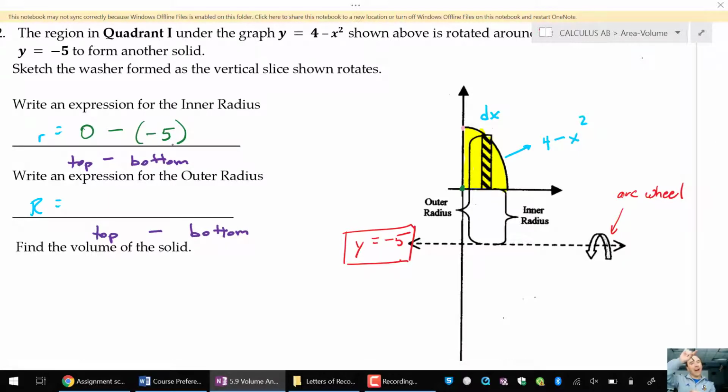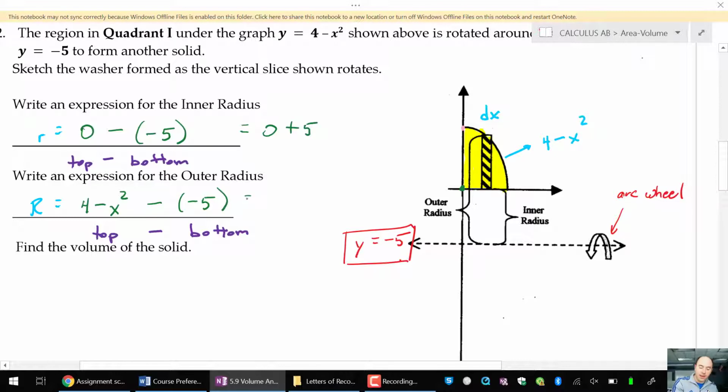Same thing for the outer radius. Now the top of the outer radius is changing according to the function. So the top would be 4 minus x squared. And the bottom is fixed, though. The bottom of that outer radius is going to be fixed on the axis of y equals -5. So top, 4 minus x squared, minus -5. And watch out for that double negative in that problem. So maybe we want to simplify that to say 0 plus 5.